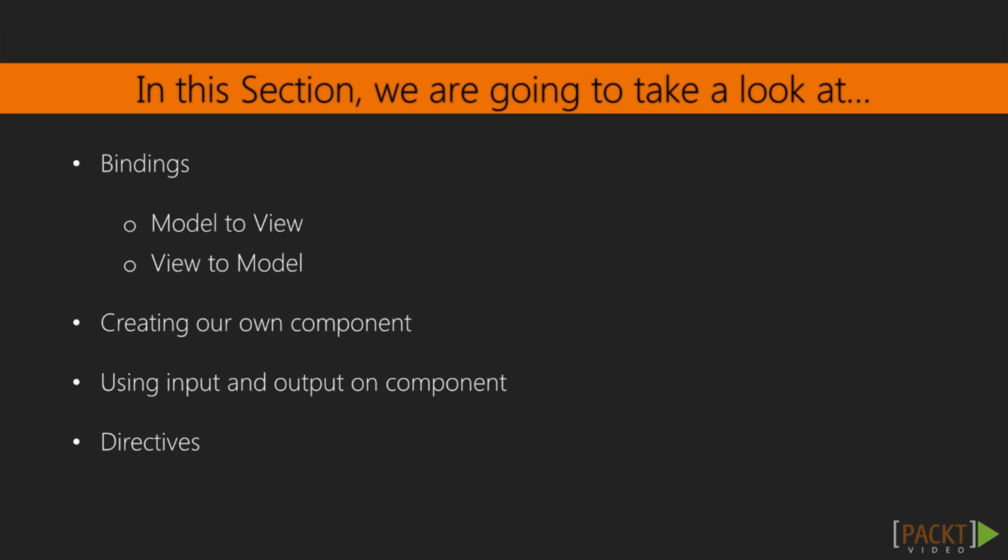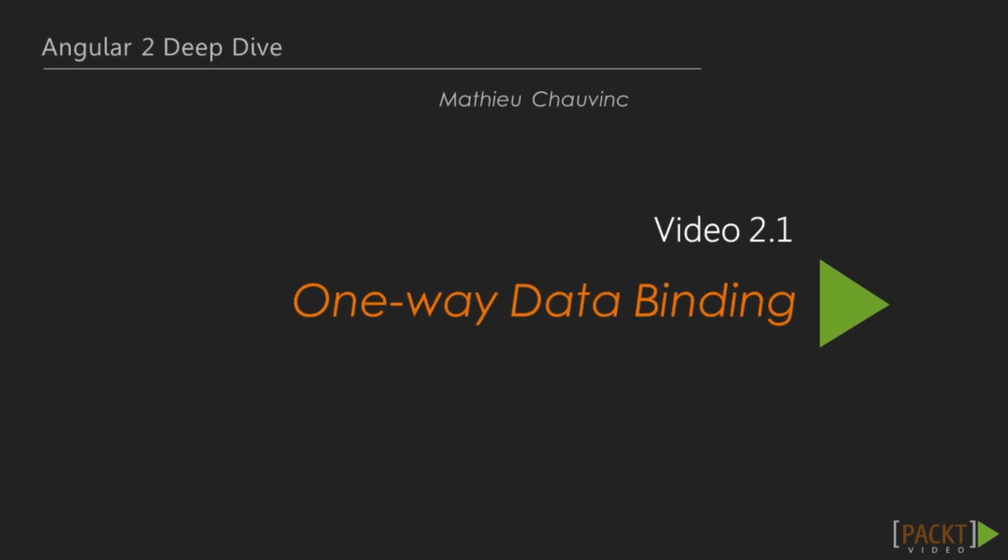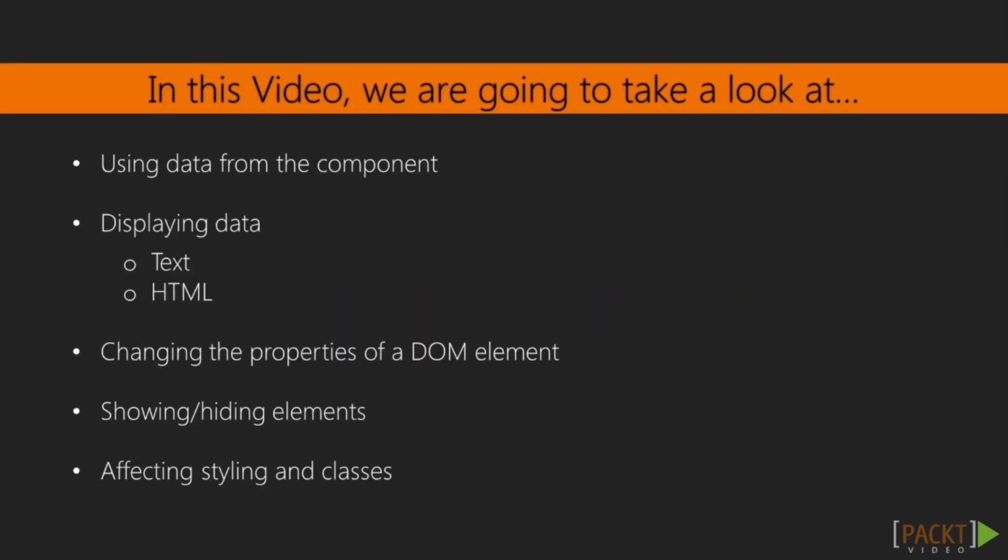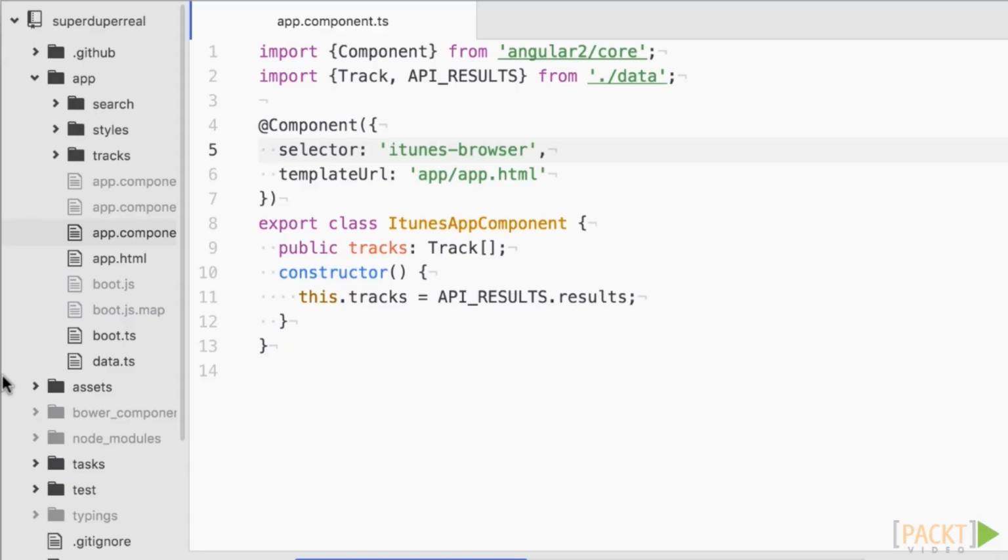In the last video of the section, we'll talk about directives in Angular 2, which are components without a view, and we'll build one as well. In this first video, we will talk about using data from the component to be displayed inside the view. We'll make use of various methods of displaying data in DOM nodes, whether plain text, HTML, or using properties such as the source of an image. Then we'll show how to use logic to display or hide elements, as well as change their styling and CSS classes specifically. Let's have a quick look at our current setup.